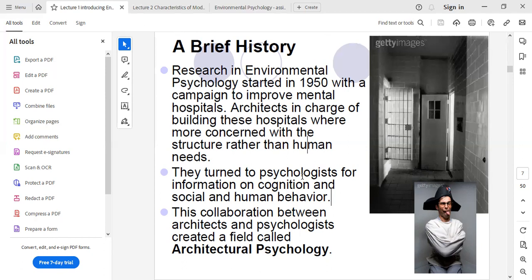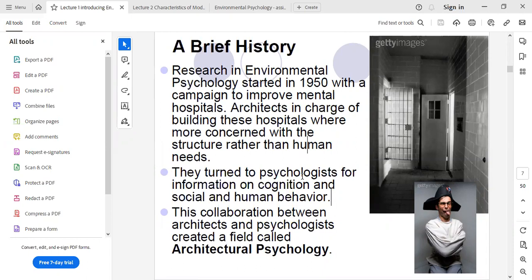Since people who are mentally challenged or experiencing some mental-related issues, which are not diseases, are our clients, we don't call them patients. So how do we improve our mental institutions as well? Architects in charge of building these hospitals were more concerned with the structure rather than the human needs. We should have one room, this room, a cage there, and so on, rather than the human needs. You put a cage, you put black color, gray color, but does it pose any influence?